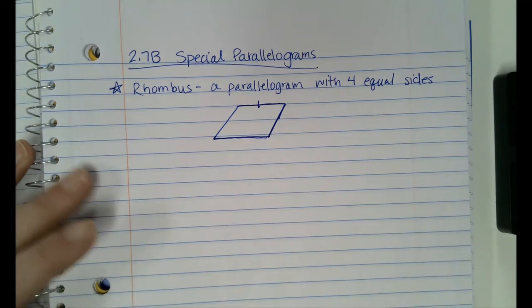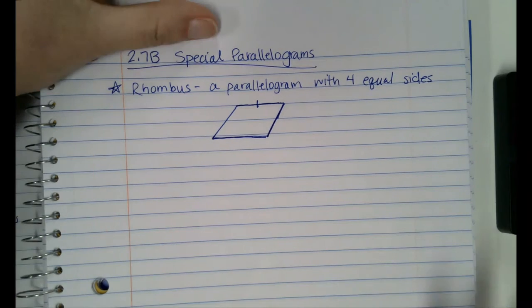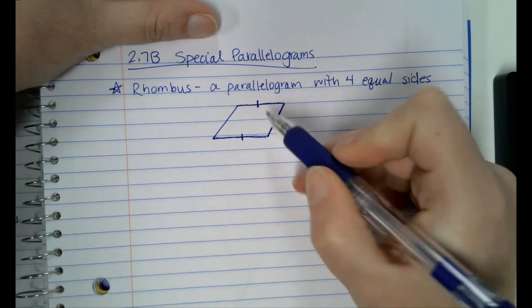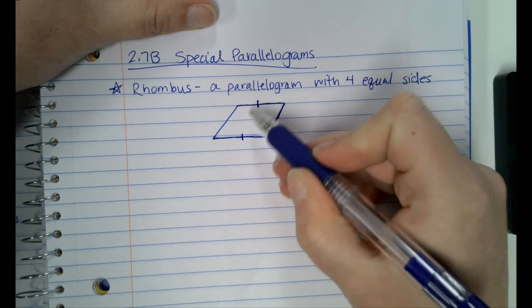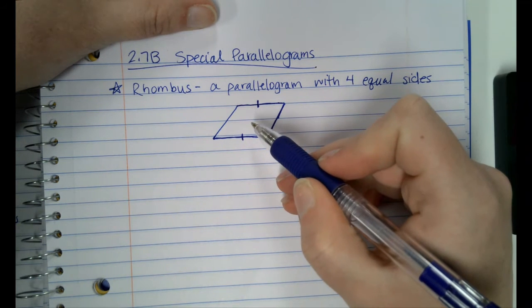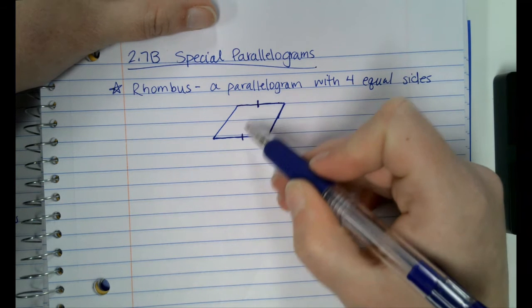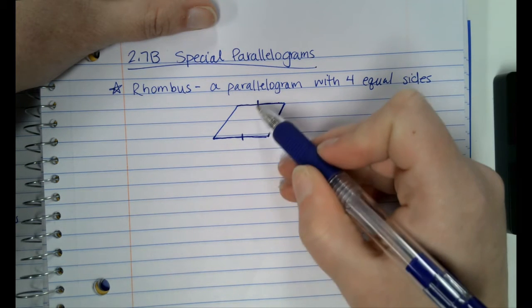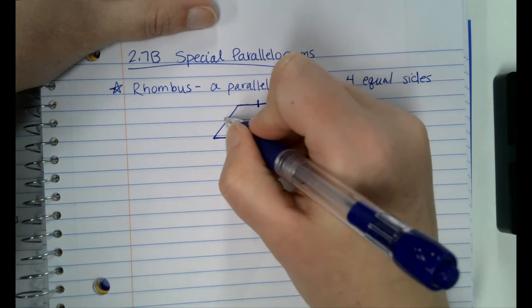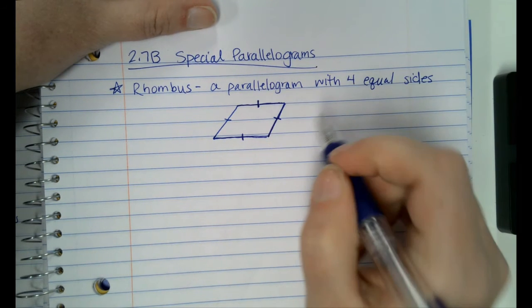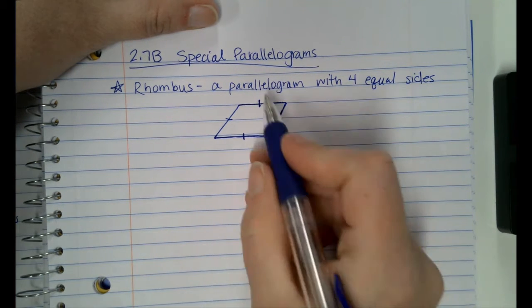All right, and you remember how we show that things are equal. We put 1 tick mark for all of them. Obviously, if it's a parallelogram, these are equal, right? Why is that obvious? Because on a parallelogram, the opposite sides are equal, right? These are equal. And these also are equal. So in this case, all 4 of them are equal. For a rhombus, all 4 sides are equal.